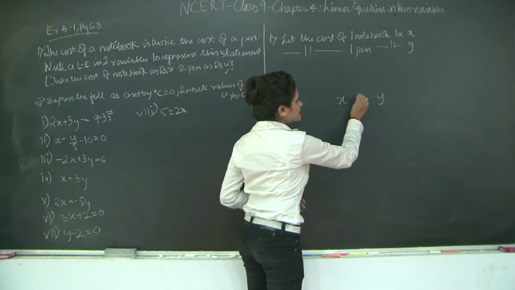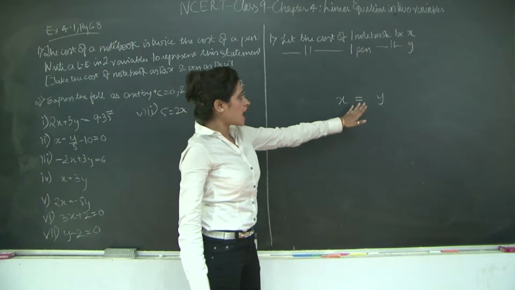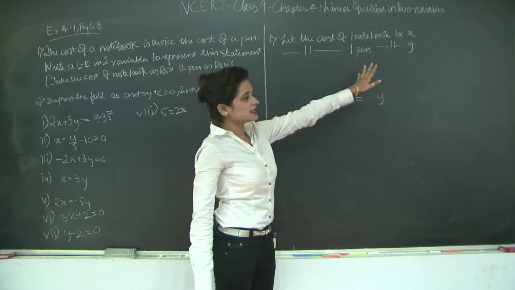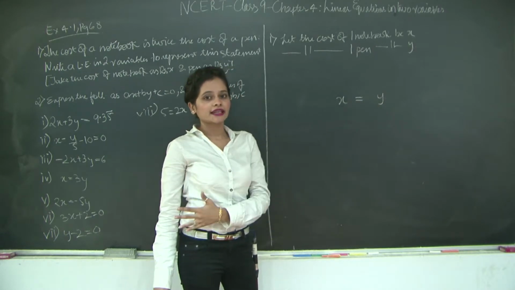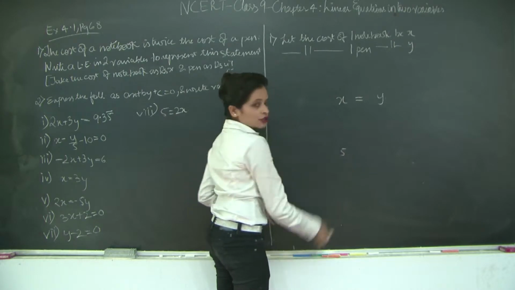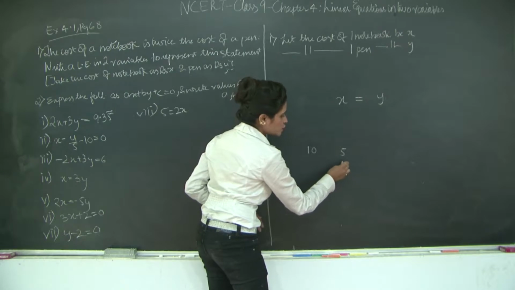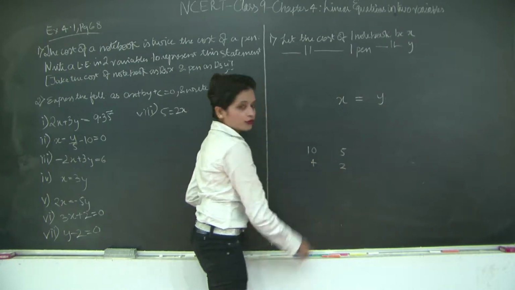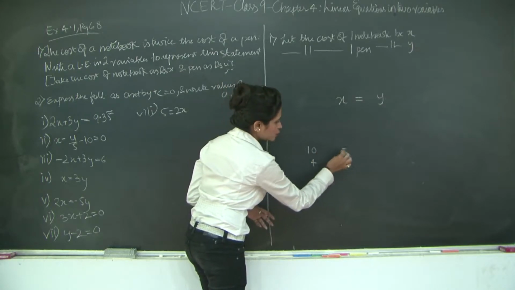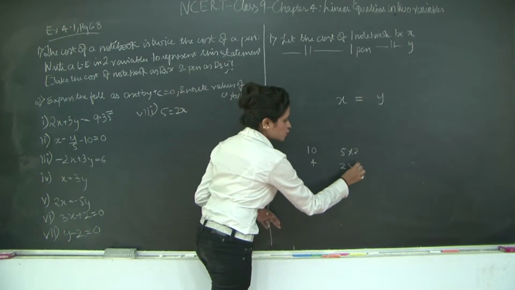Now we need to balance them with an equal to sign. But just saying X is equal to Y is not enough. How are we going to balance it? The cost of a notebook is X, the cost of a pen is Y, and the cost of the notebook is given to be twice that of a pen. So let's say the cost of your pen was 5. So the cost of your notebook would be 10. If the cost of your pen was 2, the cost of your notebook was 4. So what do you see? 5 into 2 will give me 10. 2 into 2 is going to give me 4.